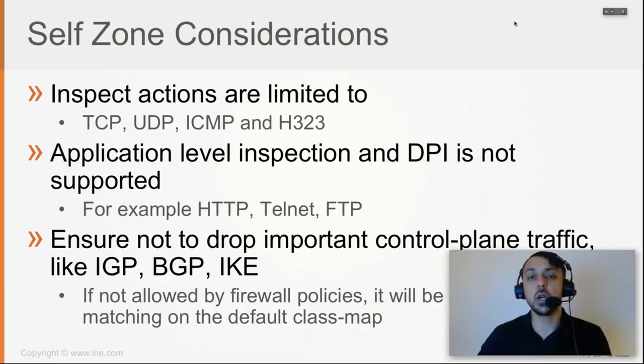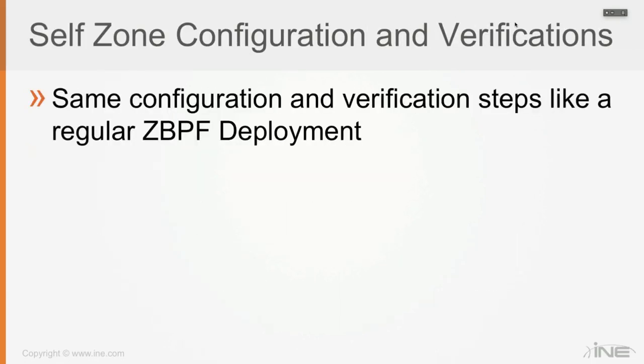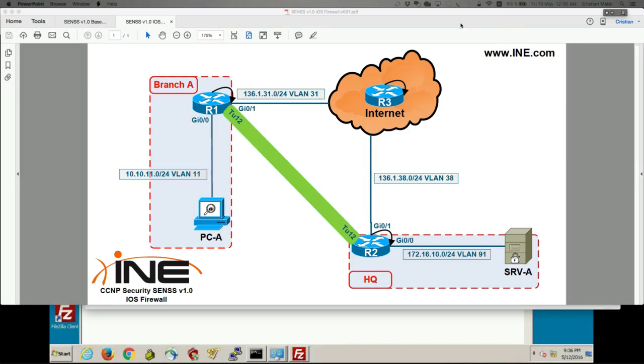because what we're going to do is configure a regular firewall policy, matching traffic on a layer 4 class map, then setting the action in a layer 4 policy map, and then applying that policy map in a zone pair which is going to contain the self zone, so nothing special. So configuration and verification are going to be as in a regular zone-based policy firewall deployment, the same commands. So let's do the following.